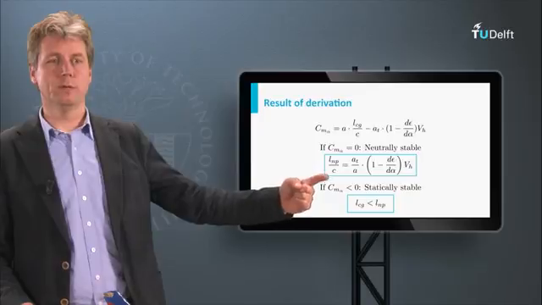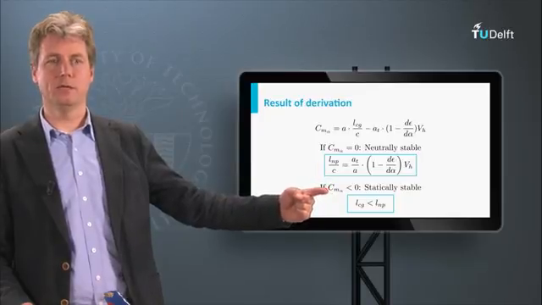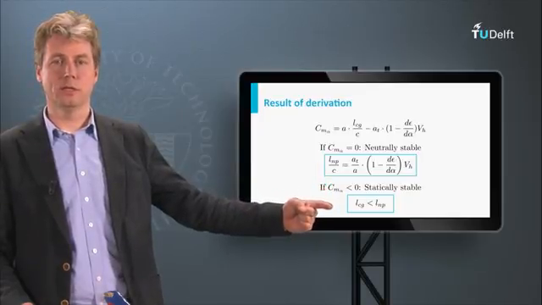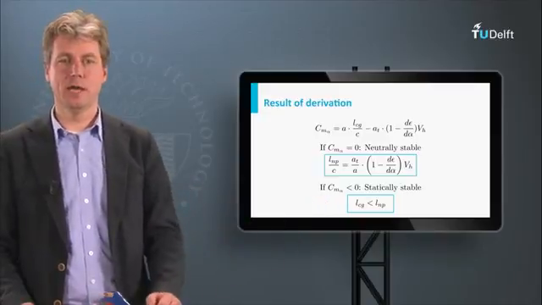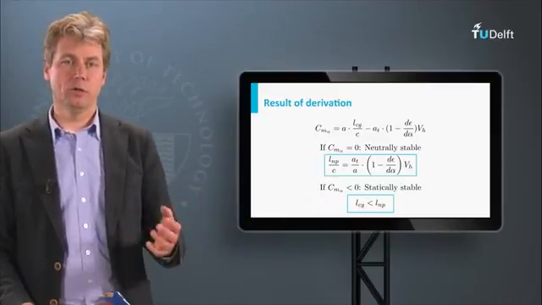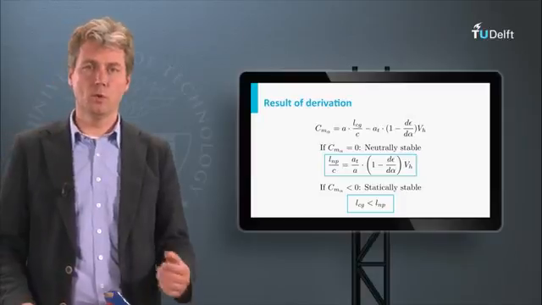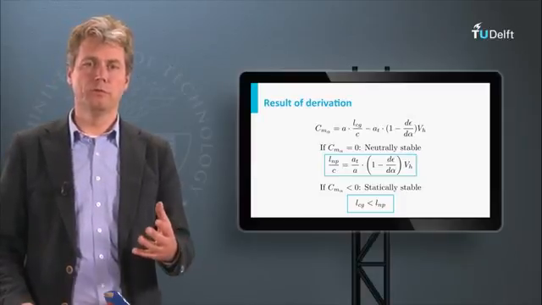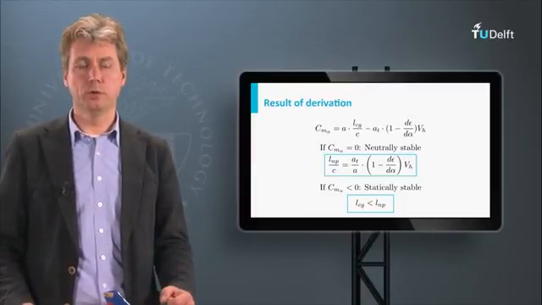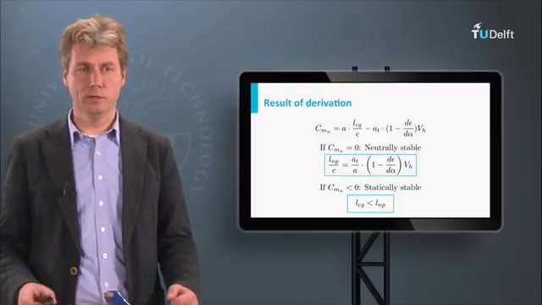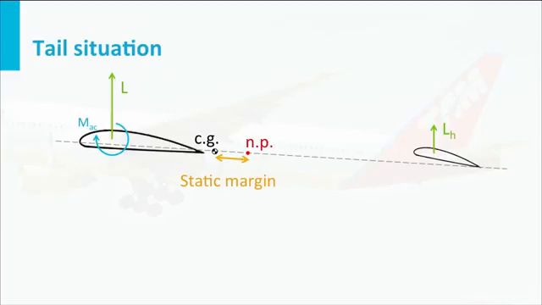And normally we want the CM alpha to be less than 0, which means that the center of gravity, or the LCG, this arm, has to be less. So in other words, the center of gravity has always to move forward for more stability. It has to be before the neutral point. And the distance between these two positions is what we call the static margin.